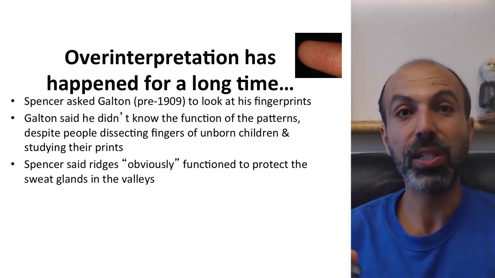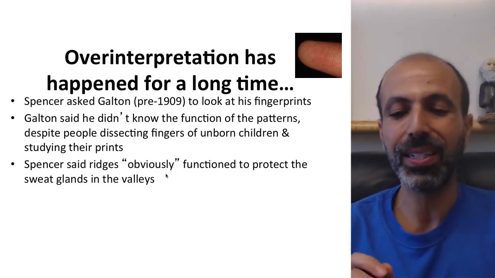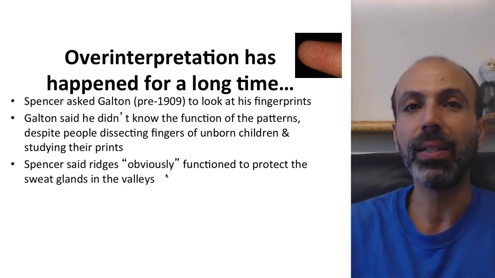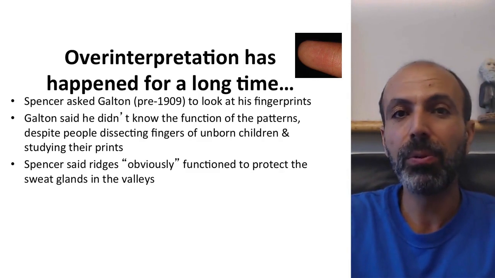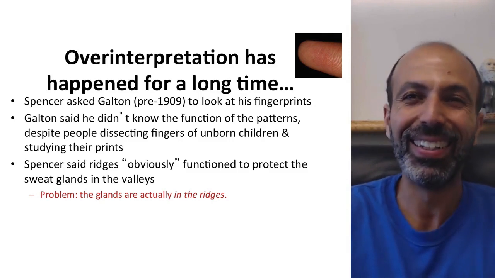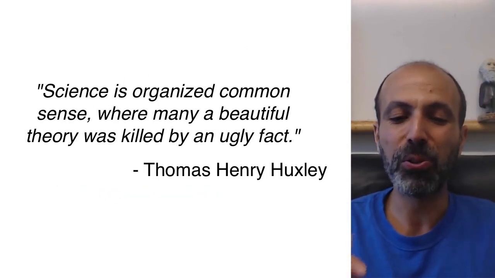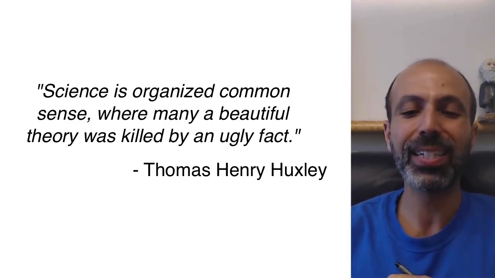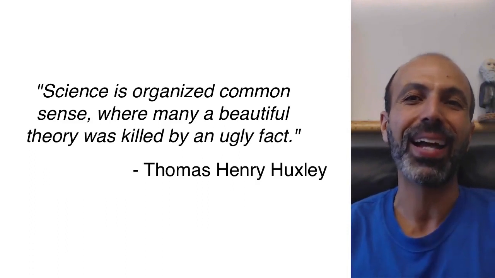Now, Spencer suggested, well, the ridges obviously, there's an important word here, obviously, function to protect the sweat glands in the valleys. Sounds like that makes sense. Problem is, the glands are actually in the ridges themselves, so actually it doesn't make sense at all. Now, science has been referred to by Thomas Henry Huxley as the organized common sense where many a beautiful theory was killed by an ugly fact.